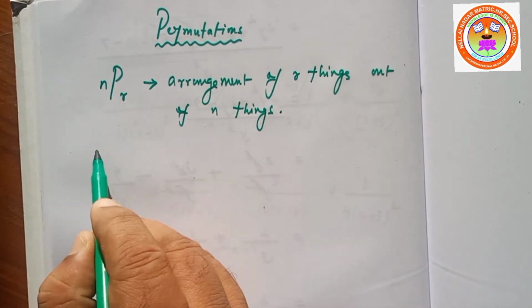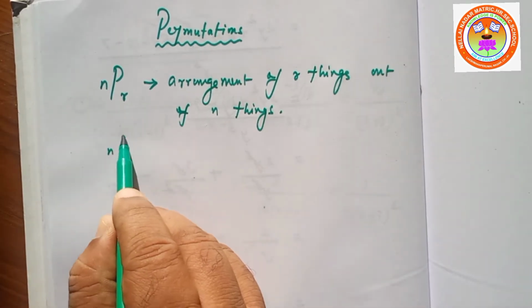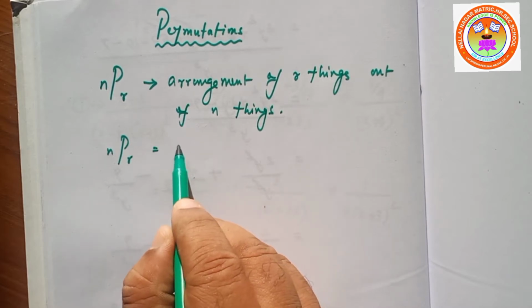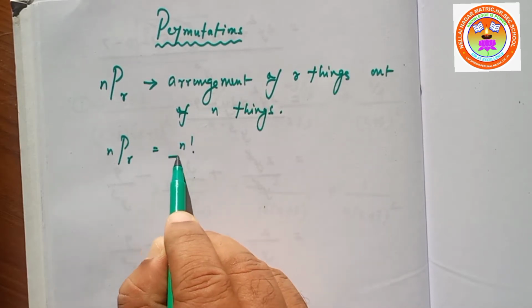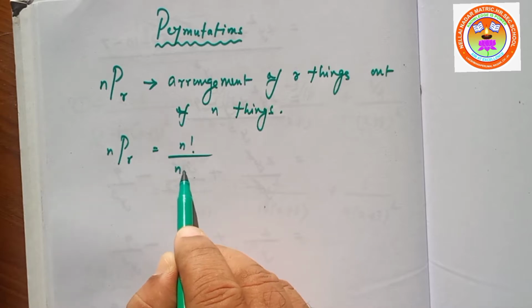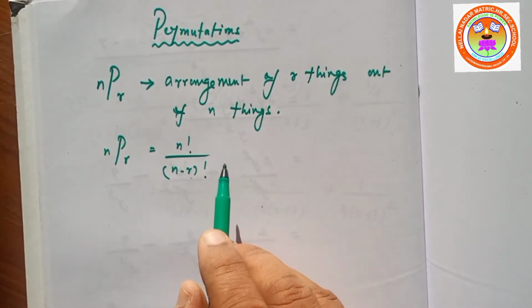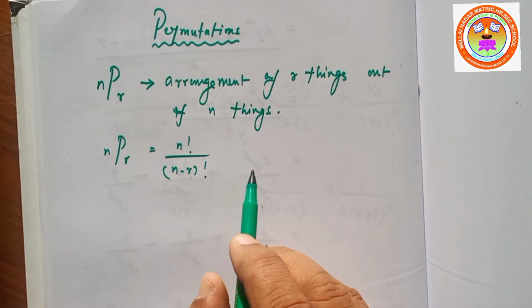Yes, there is a formula for nPr. nPr is equal to factorial n divided by factorial n minus r. Then I have to tell about that. What do you mean by factorial?